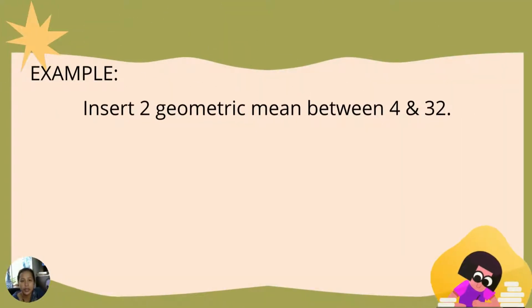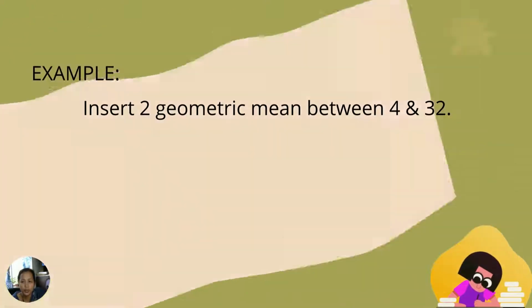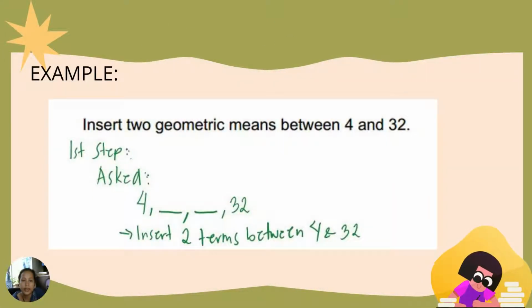Let's take another example. Supposing you are to insert two geometric means between 4 and 32. Again, if we are going to insert two geometric means between 4 and 32, 4 becomes our first term and 32 becomes our fourth term. The two geometric means become our second and third terms. So the first thing that you're going to do is analyze the problem first. What is being asked? You're asked to insert two terms between 4 and 32.